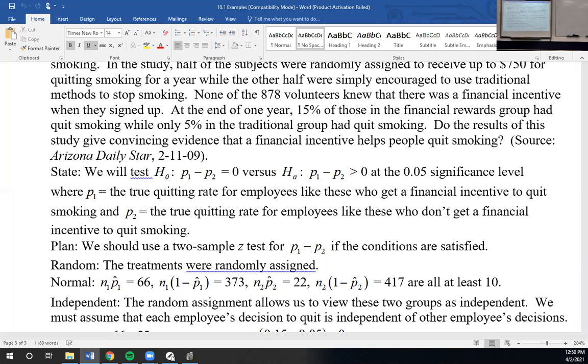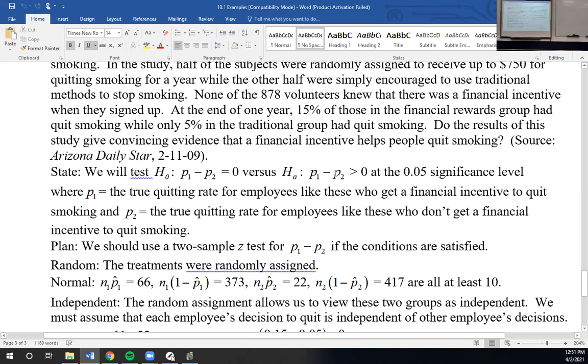I'm going to point out a couple things here. First off, the alternative is that P1 minus P2 is greater than 0. So in other words, we want to test whether the financial incentive helps people quit smoking. So if we're making P1 the financial incentive group and P2 the not financial incentive group, we'd expect P1 to be greater than P2, which makes the subtraction problem positive.